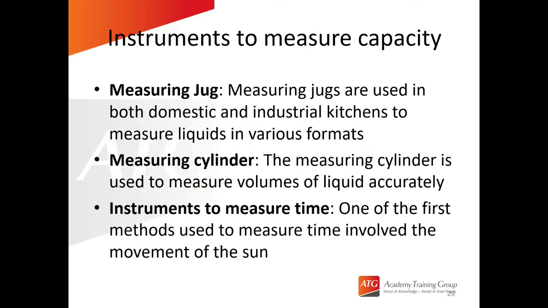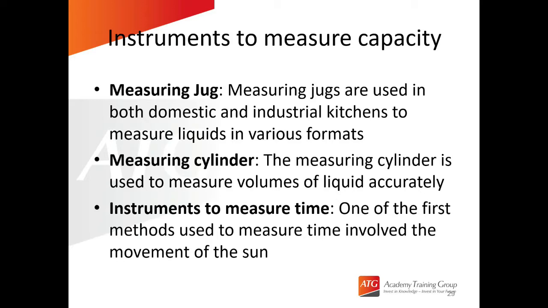Instruments used to measure capacity. We use a measuring jug. Measuring jugs are used for both domestic and industrial kitchens to measure liquids in various formats. The measuring cylinder. The measuring cylinder is used to measure volumes of liquid accurately.